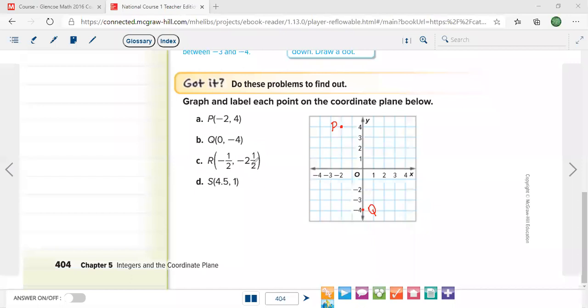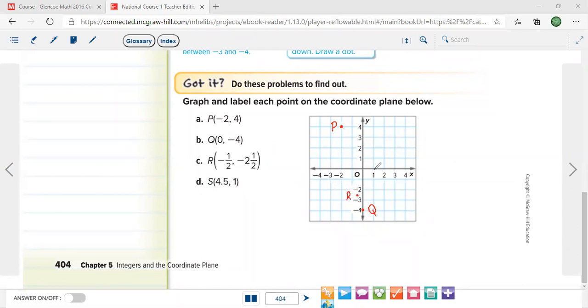Then -half and -2 and half. So this is -half on the x, exactly between 0 and -1 is -half. And we go down till we reach -2 and half, which is exactly here in the middle of the square. And we name it R.